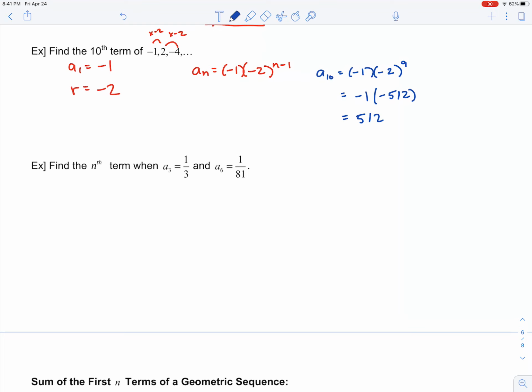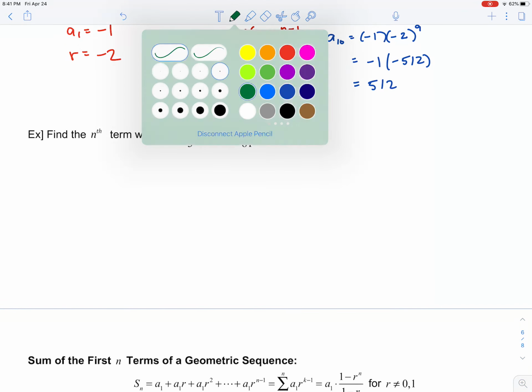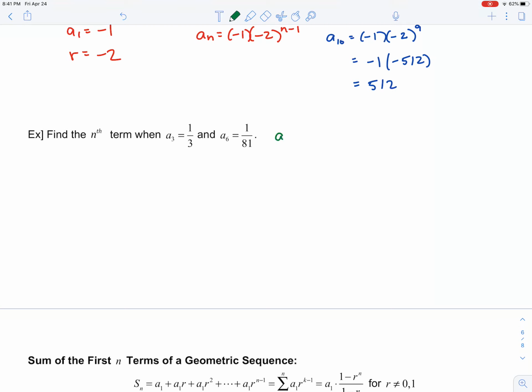So for this one, we've been asked to find the nth term, but we've just been given some information about a few different terms. So the third term is 1/3, the sixth term is 1 over 81. With this information, what we can do is we can create a system of equations. So I'm going to use the general form of a geometric sequence and just plug in. So a sub 3 is 1/3, a sub 6 is 1 over 81. We can create a system of equations.